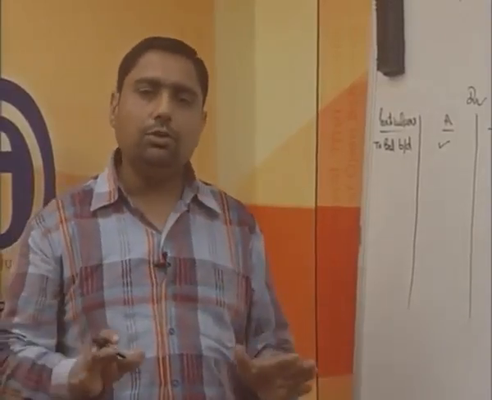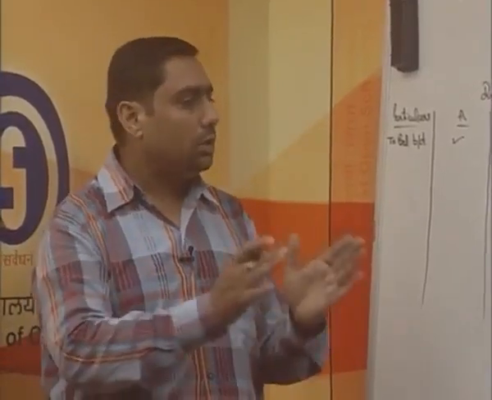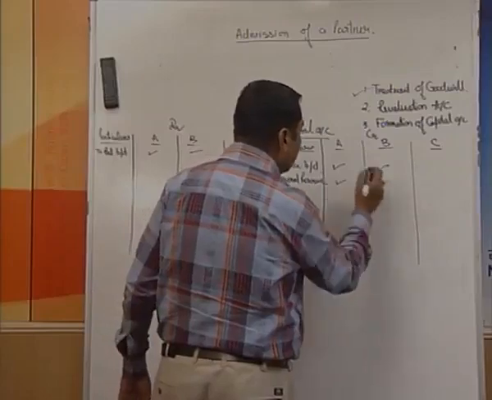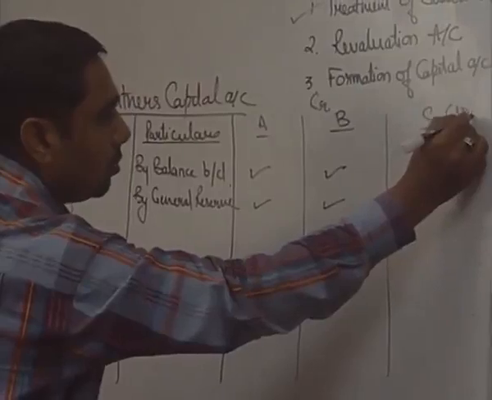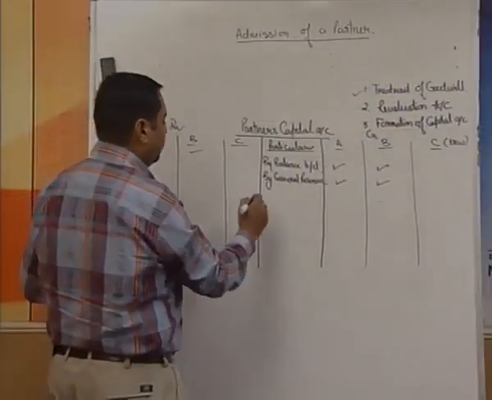Even though if nothing has been given to you in the question, but a reserve appears on the liability side of the balance sheet, distribute that amount among the partners. As we are having two partners as the old partners, we are presuming that A and B are the old ones and C is going to be the new one. So, what we will do? We will distribute the reserve among the partners A and B.